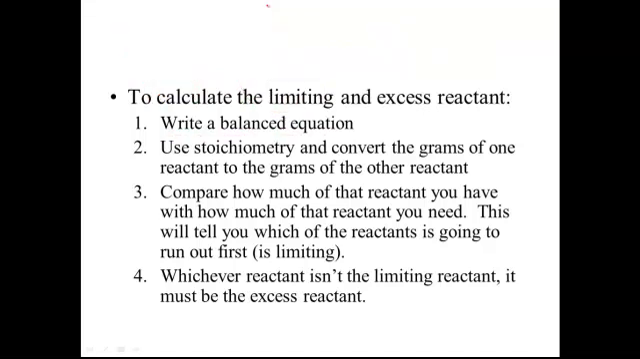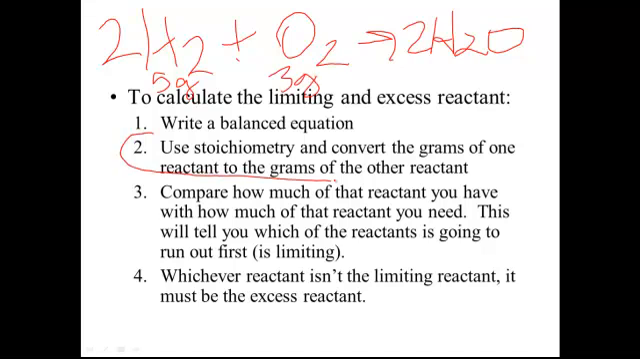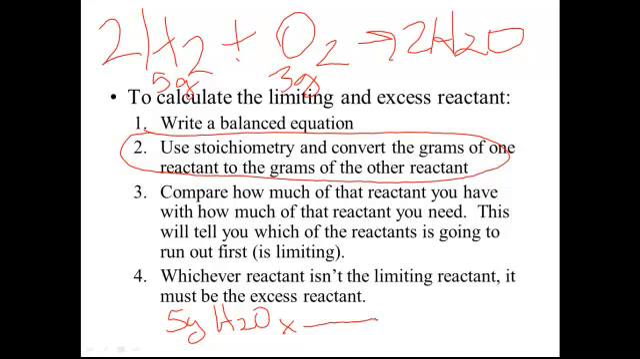So what you do is you use stoichiometry and you convert from the grams of one reactant to the grams of the other reactant. So again, if we use hydrogen and oxygen as the example, you would take your grams of hydrogen, so again, let's say 5 grams and 3 grams. So step number 2 here, you take your 5 grams of hydrogen and you go 18 grams in 1 mole. Sorry, I messed that all up.